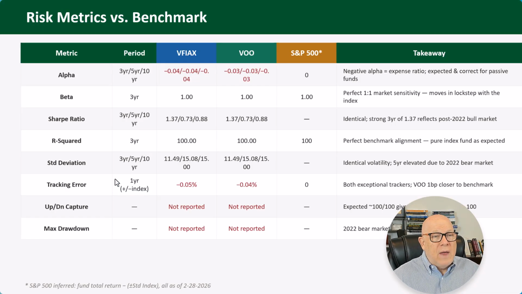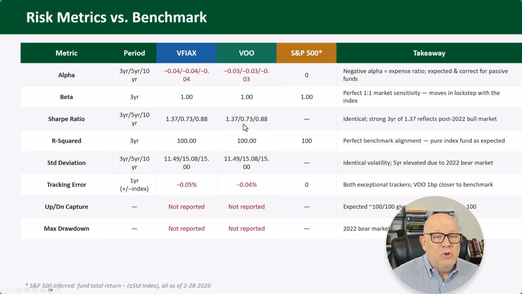So different measures, alpha, they have very low negative alpha, so they're slightly underperforming the index. This looks at over 3 years, 5 years, 10 years. That's the data I showed you earlier in the Morningstar report. They both have a beta of 1, similar to the R-squared, which is 100. They basically match the performance of the index over the last 3 years.